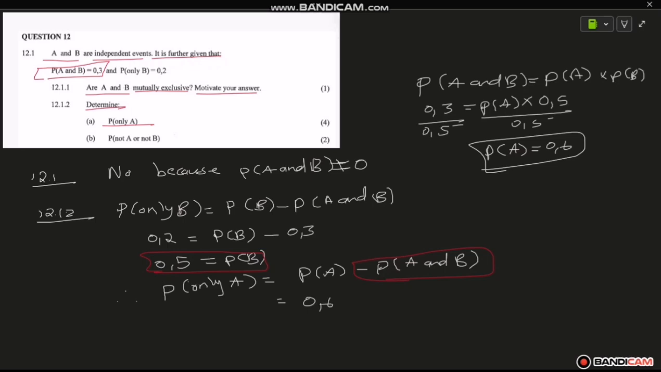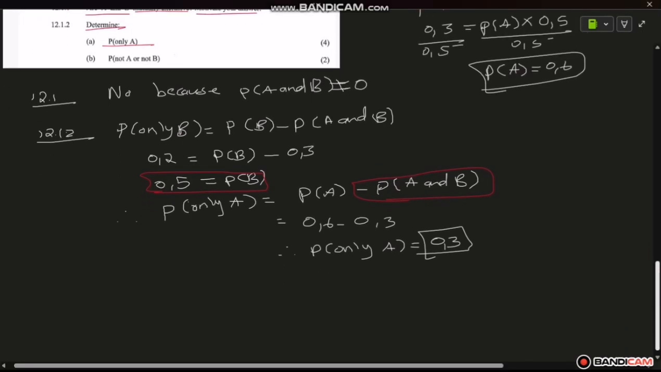Now we can actually take this and substitute it here to find P only A. Therefore, 0.6 minus 0.3 gives us 0.3 as P only A. Therefore, P only A equals 0.3. So this becomes our answer. I hope that makes sense. This is very, very important for you to watch again, rewind the video and try to understand it. Okay, we can continue to the next question.